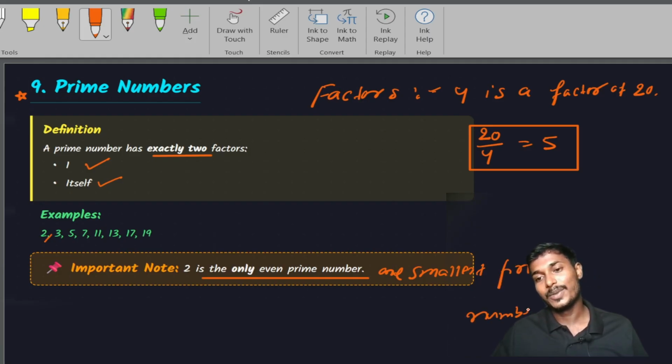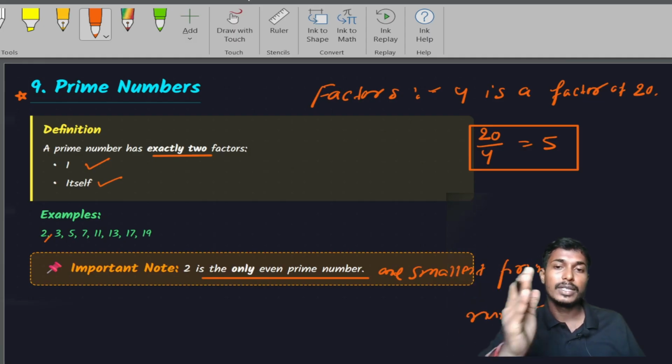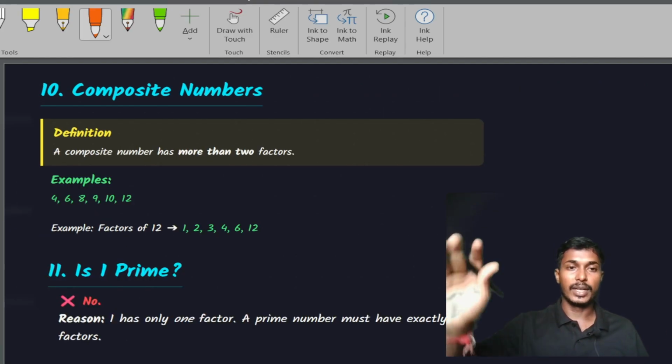Now, many of you might be thinking, isn't it 1? 1 is not the smallest prime number. No, 1 is not a prime number, because the definition of a prime number says that it should have two factors. But if we consider 1, it has only one factor, that is 1, and that's why it's not a prime number. So what is the smallest prime number? 2 is the smallest prime number. Is that clear? Let us move ahead.